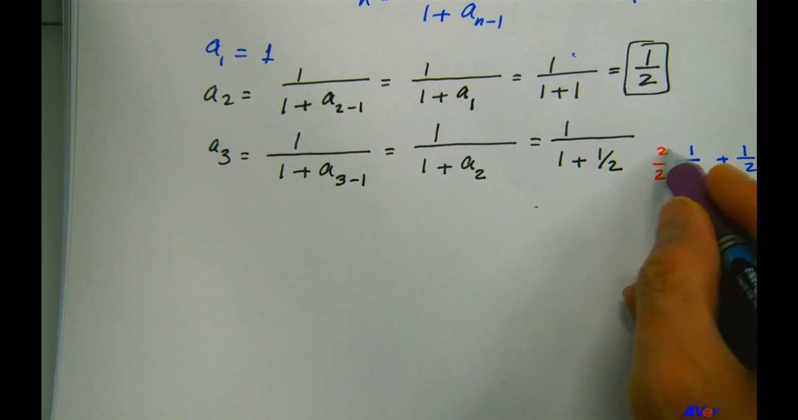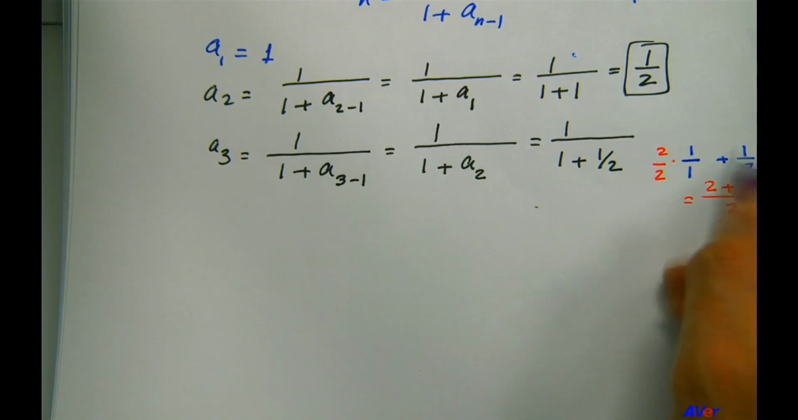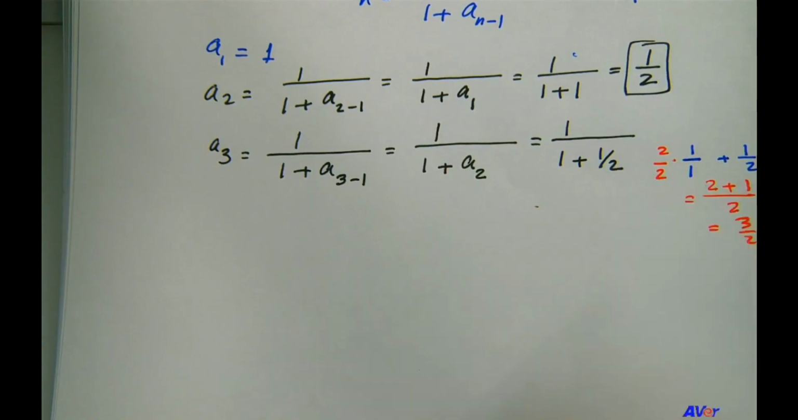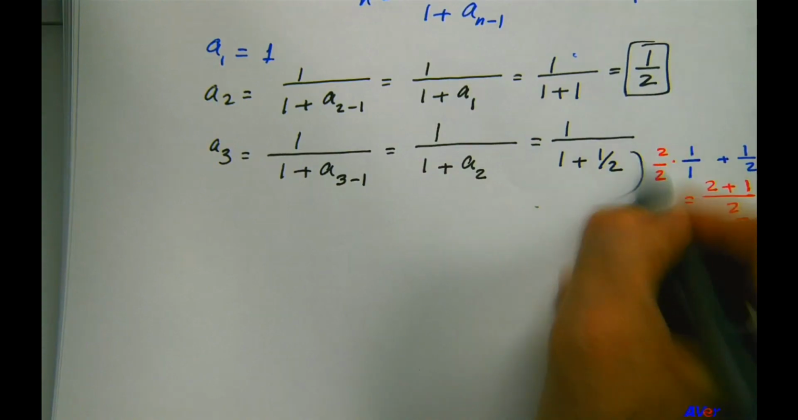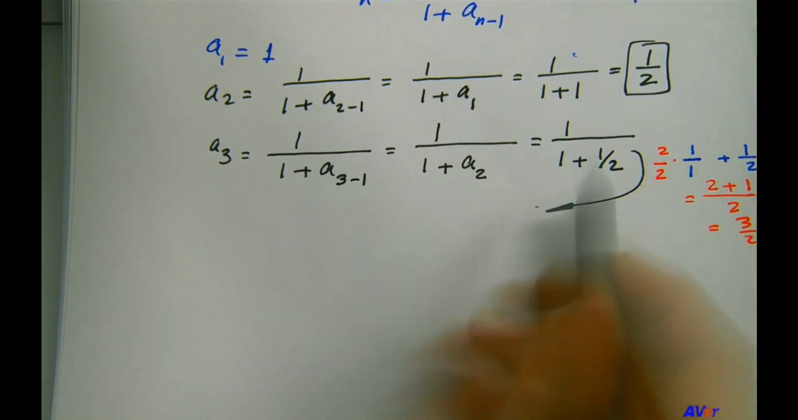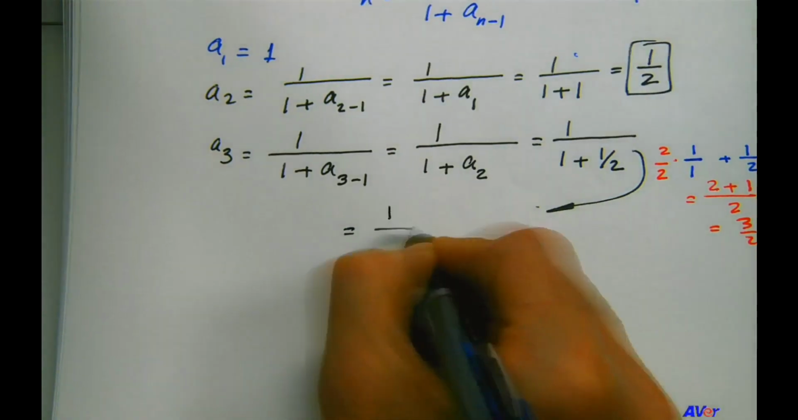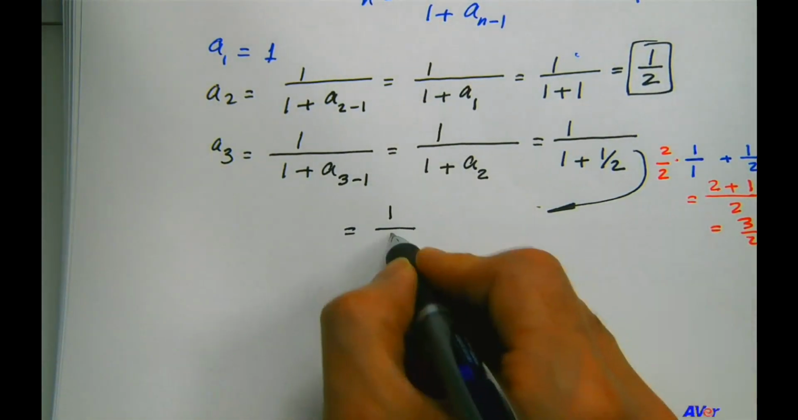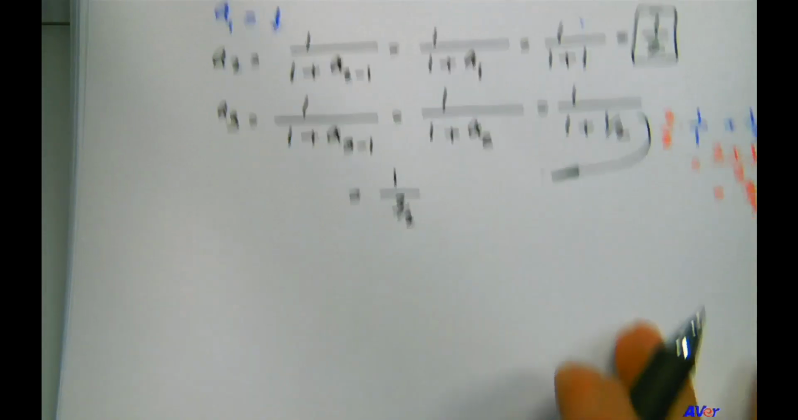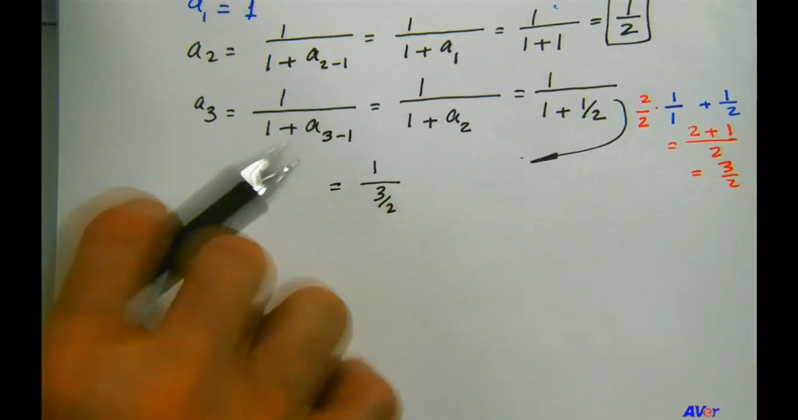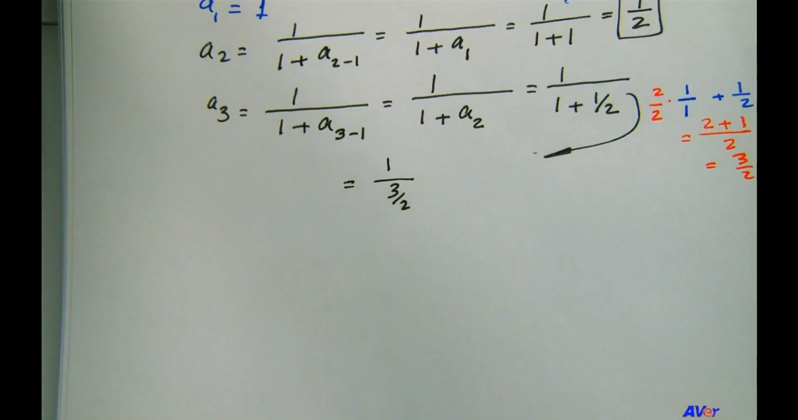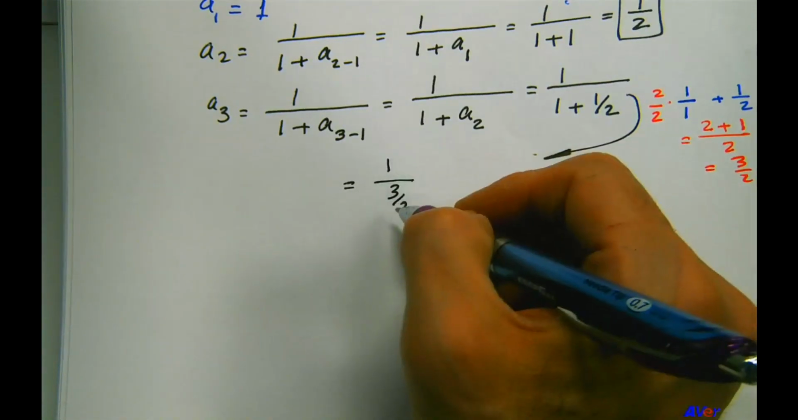The common denominator. We have 2 times 1, 2, plus that fraction which didn't need anything multiplied by it. So 1. And of course we have 3 over 2. So then that result can be simplified to 1 over 3 halves. Okay, so now this is a complex fraction, which means we need to simplify it. We can't leave it like this.